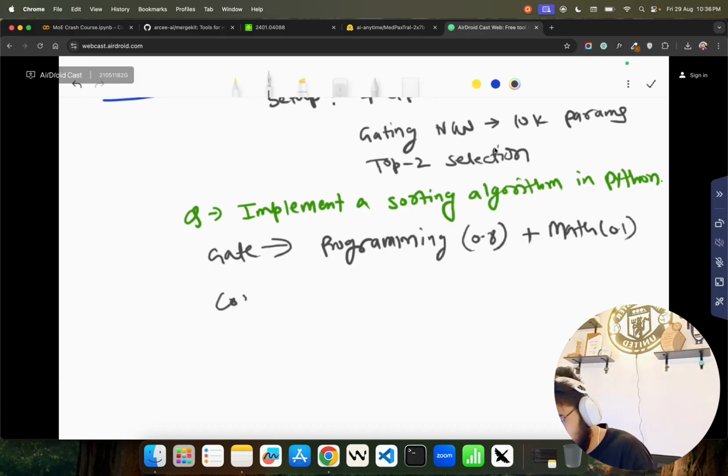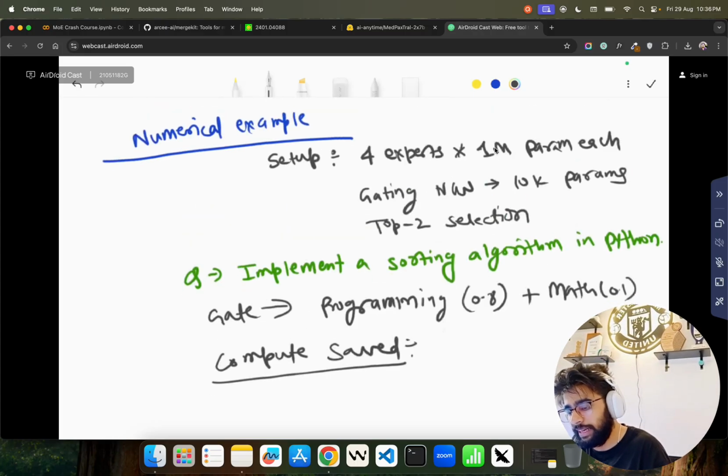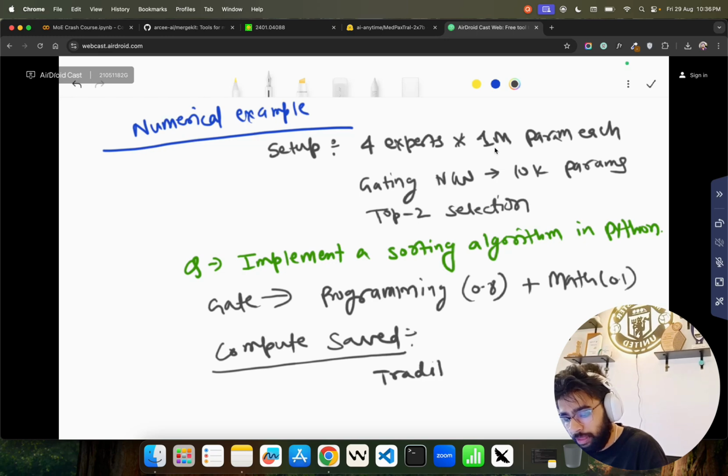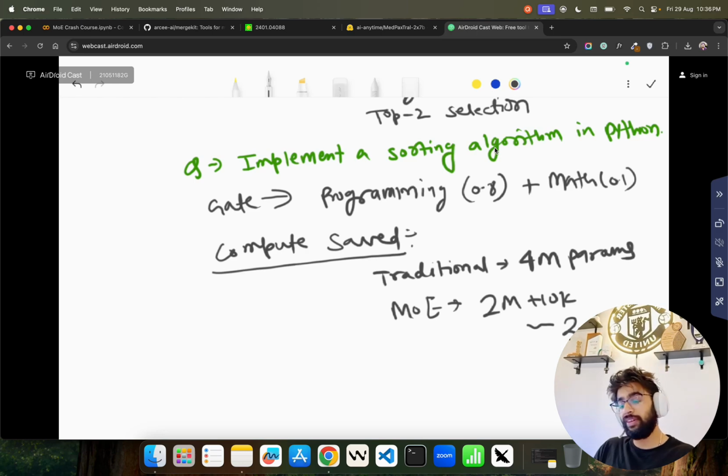So how much compute do we save here, guys? If you look at the compute saved value for these things, traditionally, very common sense, right? Traditionally, we have 4 million. So let's say I'm just writing here, traditional, we have 4 million params. And now with MoE, a mixture of experts, how much are we going to have? We're going to have 2 million plus 10K. And there are a few other computes, like a few other tokens that are involved. We'll discuss that. So let's say I'm writing here 2.0 million active. So almost 50%, right, that we save just on the tokens. So this is very important to understand.